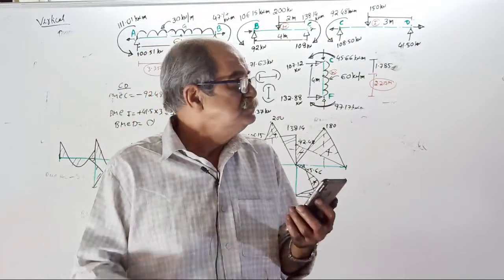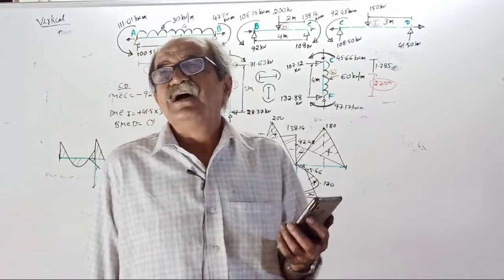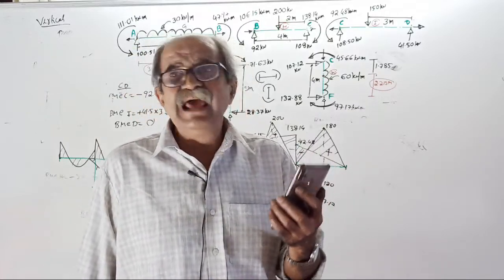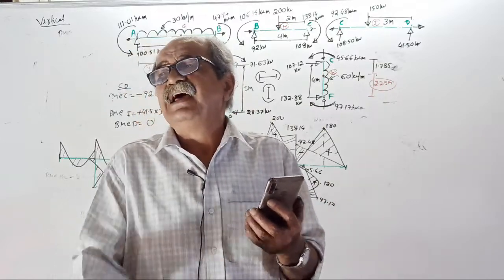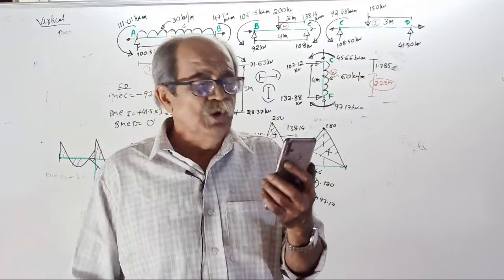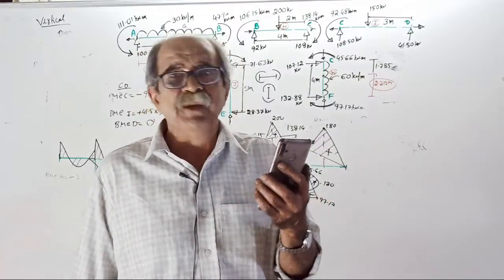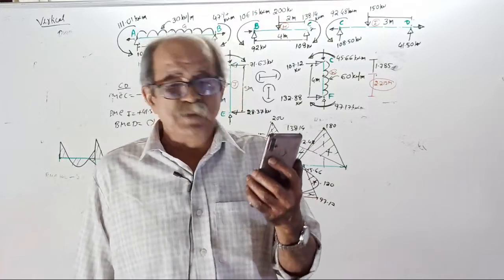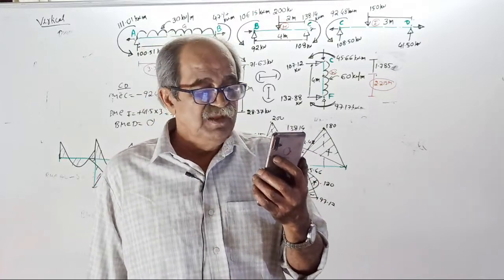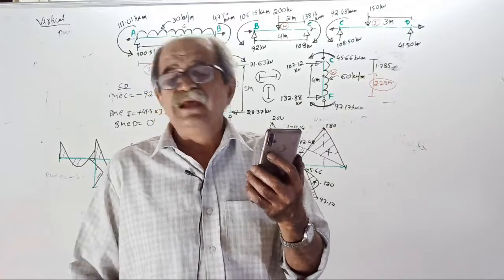Okay. Now, if you want, a little time is there. Shall I give a small example of why the BMD on the tension side is more perfect than superimposing? If you draw by superimposing, it won't give you that.